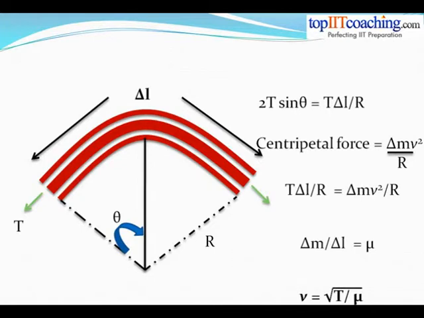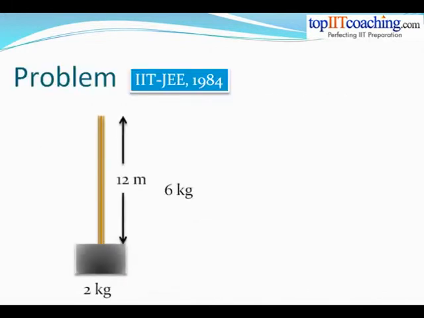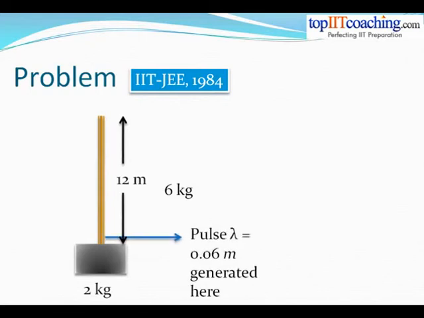And now, after all this theory, it's time to solve some IIT problems. Here, take a look. A mass of 2 kg is hanging from a string of mass 6 kg. The length of the string is 12 meters. Suddenly, a pulse with wavelength equal to 0.06 meters is generated here at the bottom.